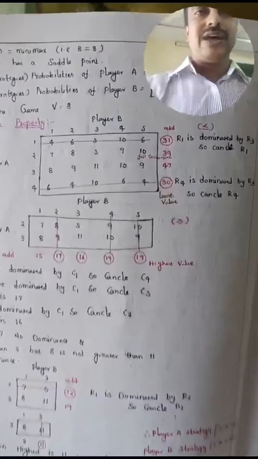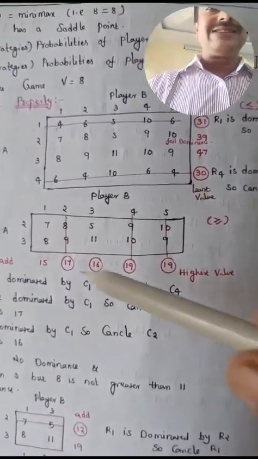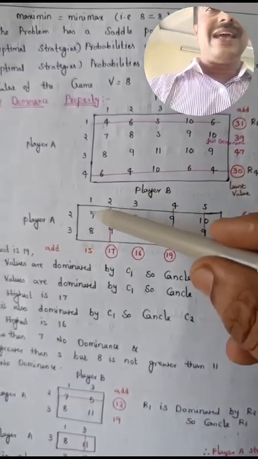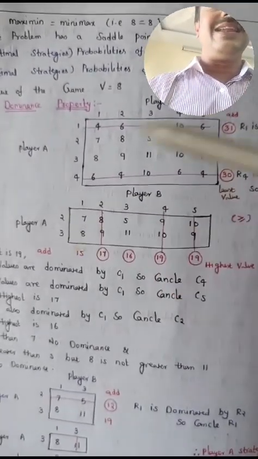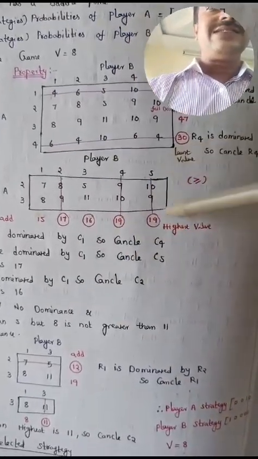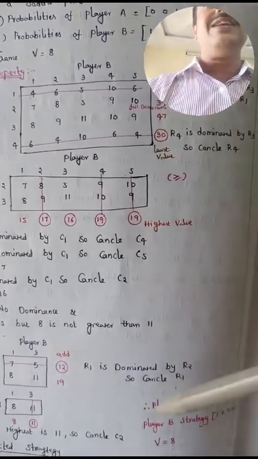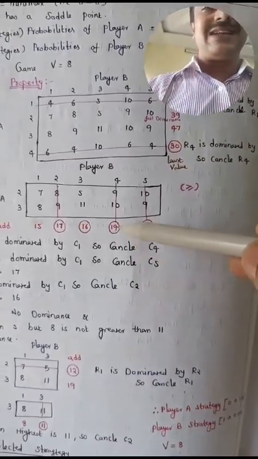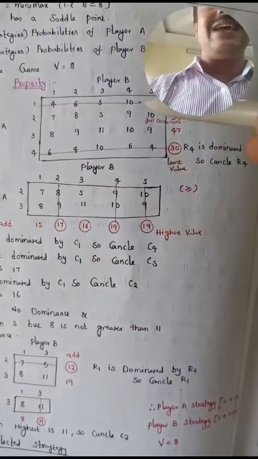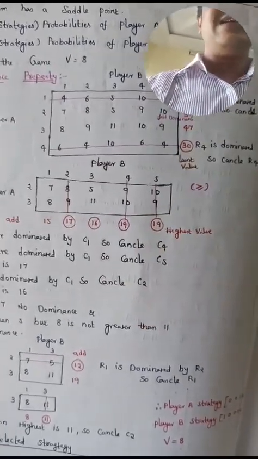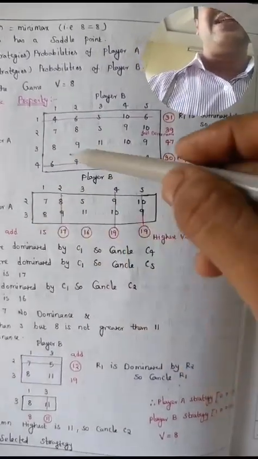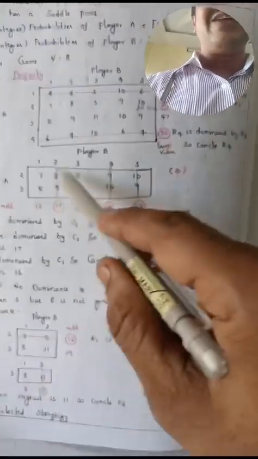Now coming to the first highest value, which is 19, and here 10 is greater than 7, 9 is greater than 8. Comparing C5 with C1, this is dominated. So this can be deleted. And the next highest is 19. In 19, 9 is greater than 7 and 10 is greater than 8. So this can also be cancelled. And the next highest is 8 and 9. 8 is greater than 7, 9 is greater than 8. So this can also be cancelled. And we are left with 2 by 2.